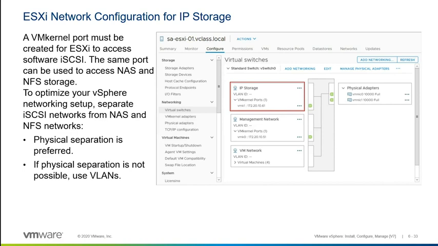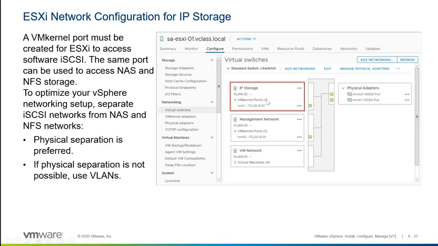Let's have a look at the network configuration when we're working with either a dependent hardware adapter or a software Fibre Channel over Ethernet adapter. So the first thing that we have to do, of course, is to create this VM kernel port. So I'm going to go onto my ESXi host. I'll select Configure. I'll go to Virtual Switches, and I'll hit this button that says Add Networking. I'll add the VM kernel port. I'll give it an IP address, and I'll give it a name. In this case, I've named it IP storage.